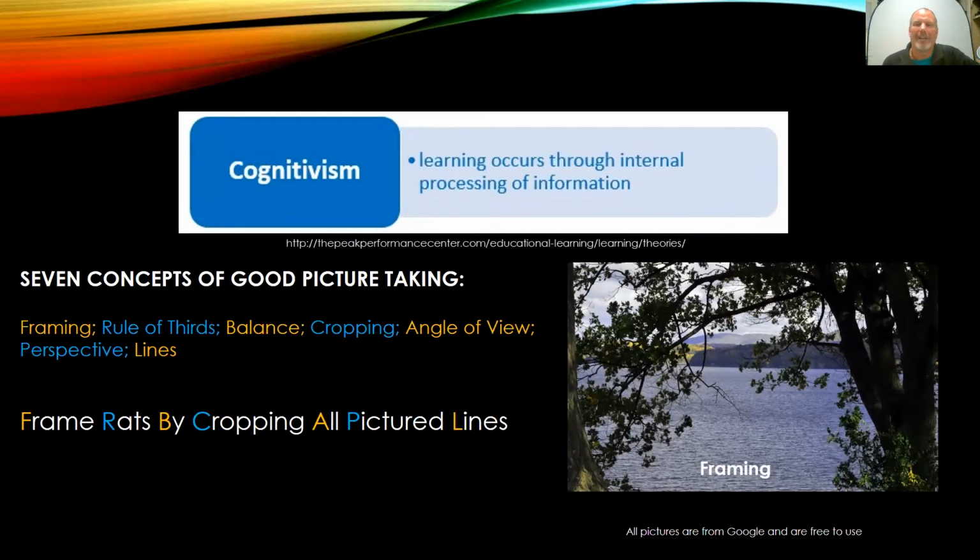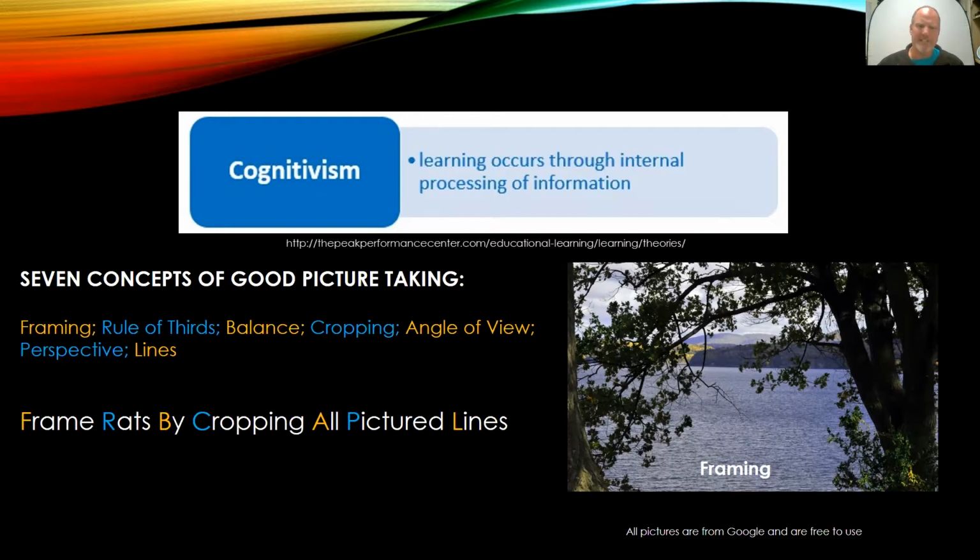Learning occurs through internal processing of information. Basically, this is learning through the use of memorization. Students are presented with the information, they memorize what they're taught, and then they recall this information and use it to build on further information that they learn that might be new. Okay, this can be done in a couple of different ways. It can be done mnemonically or using visual aids.